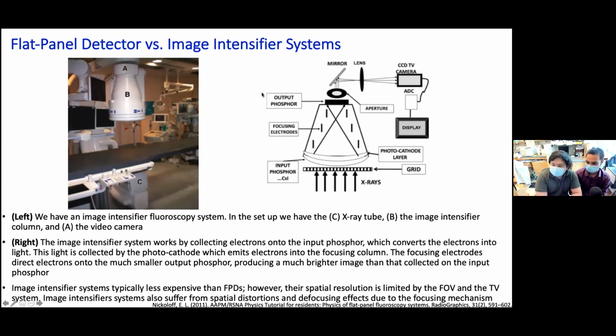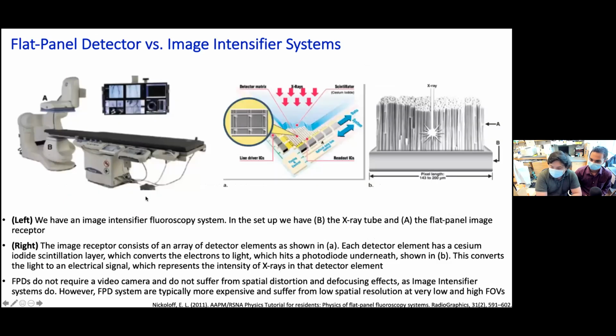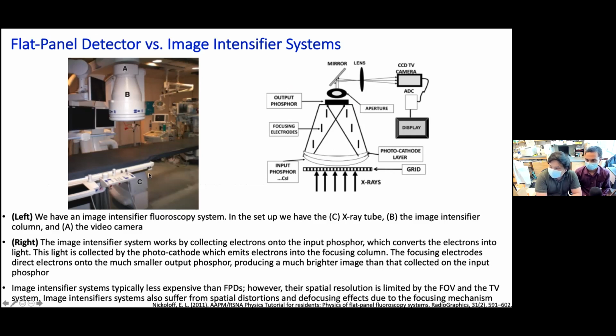So there are two main dominating systems for fluoroscopy systems, and they're the flat panel detector systems and the image intensifier systems. I'll be starting by talking about the image intensifier system, which is over here. This is an older system design, and on the left is what the system looks like. At C over here, we see the X-ray tube. B is the image intensifier column, and A is where the video camera is.